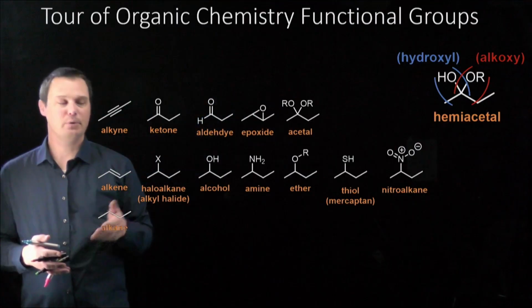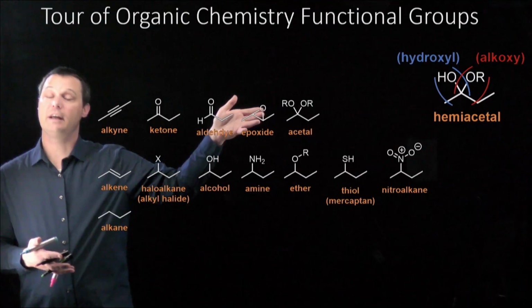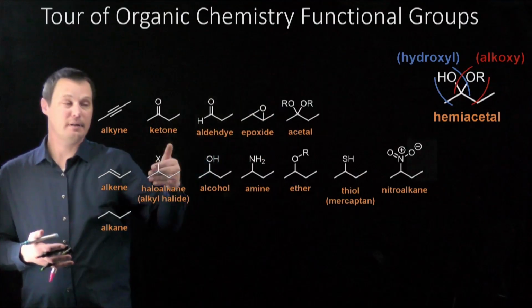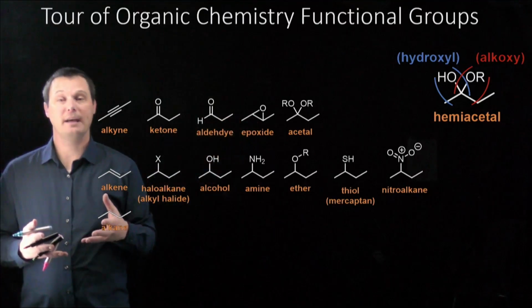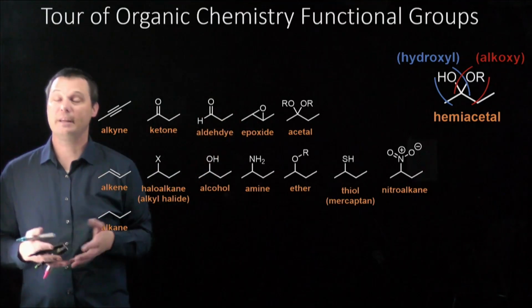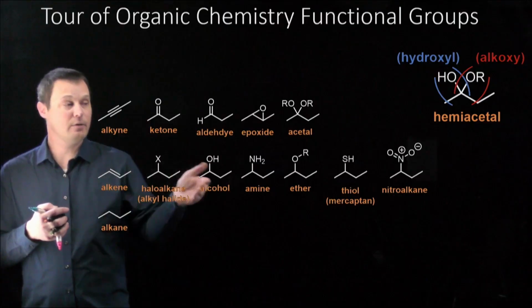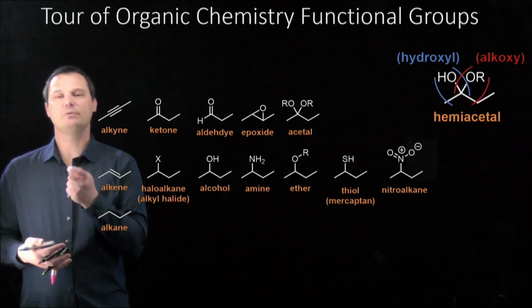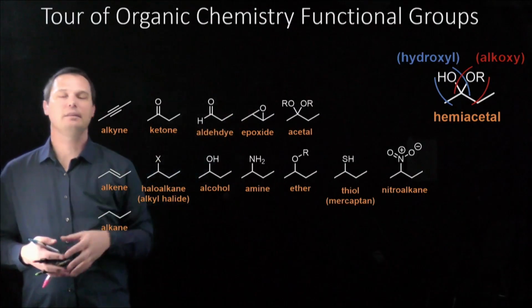It's a hemiacetal. Both alcohols and hemiacetals contain a hydroxyl group. Both ethers and hemiacetals contain an alkoxy group, but none of these are interchangeable. And a hemiacetal is its own unique functional group. It happens to be composed of fragments that other functional groups also share. Not a big deal. This happens all the time, but we just need to be very precise with the words that we use, and we need to very precisely label our functional group.